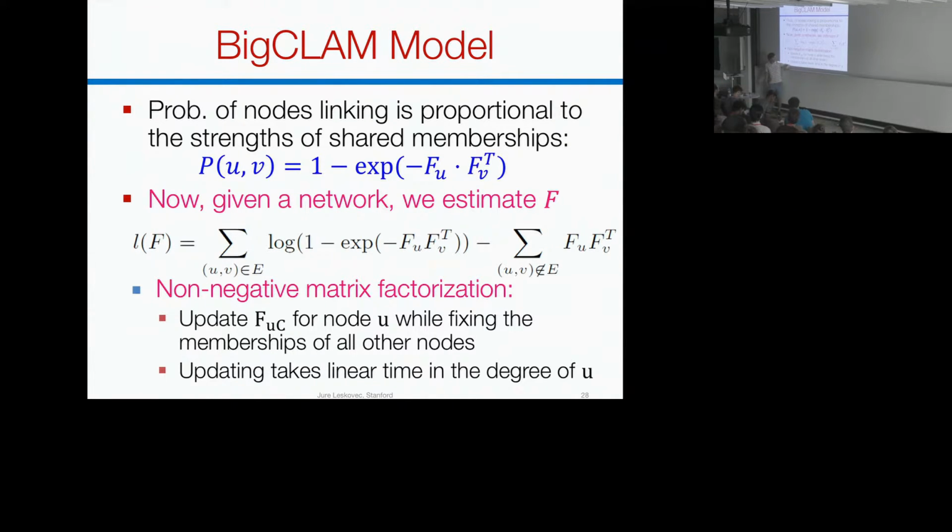Okay, so I want to update the strength of the membership of node U due to group C, while fixing the memberships of all other nodes. And what I now want to show you is how you work this out, and how you update it quickly.